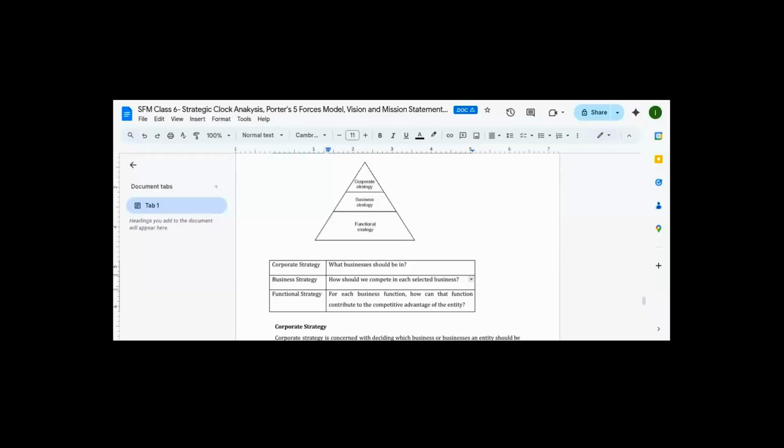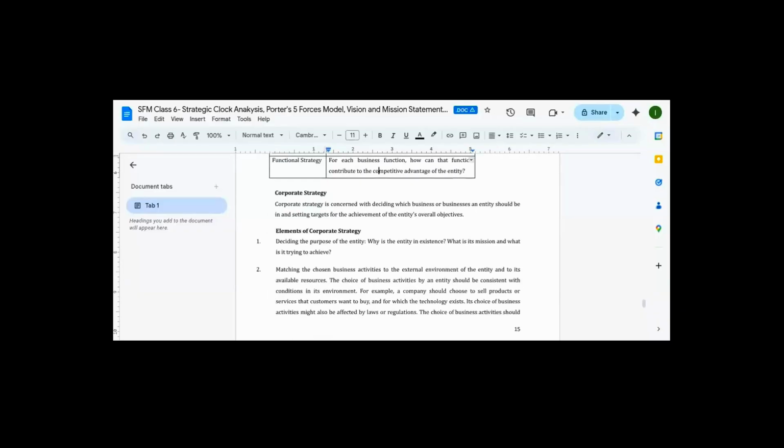While the functional strategy addresses the question, for each business function, how can the various departments function contribute to competitive advantage?